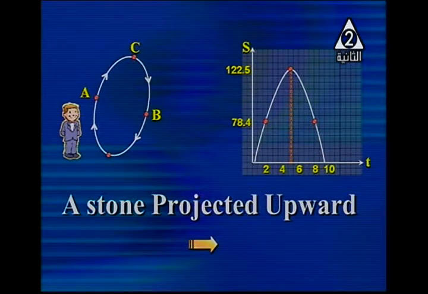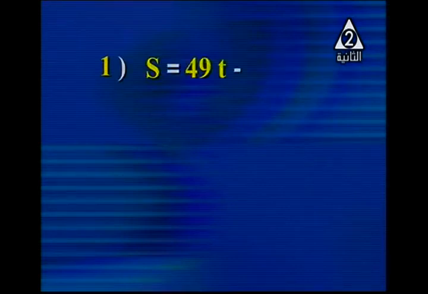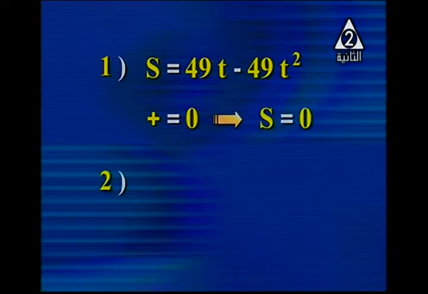Now we move to another example. Look at a stone projected upward. Look at, dear student, when a stone is projected upward, find the distance. The equation of the distance is represented by S equals 49t minus 49t squared. Distance is positive, S equals 0.